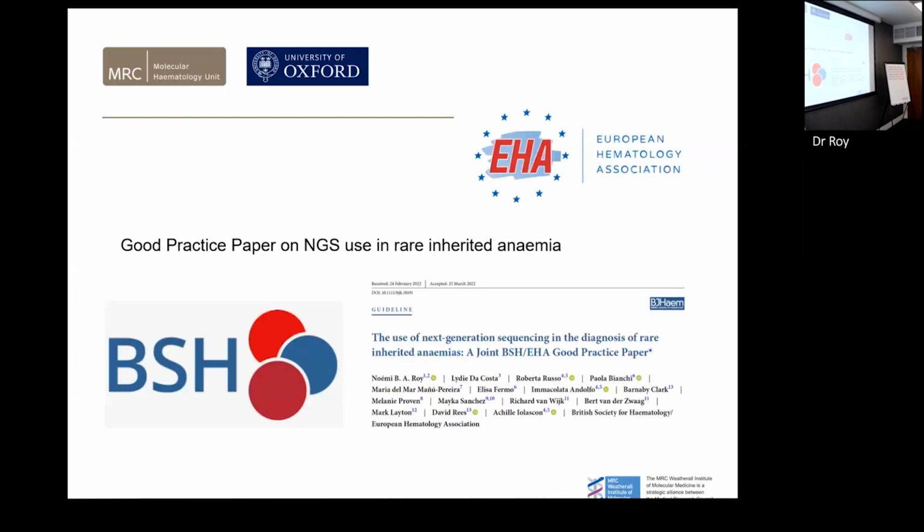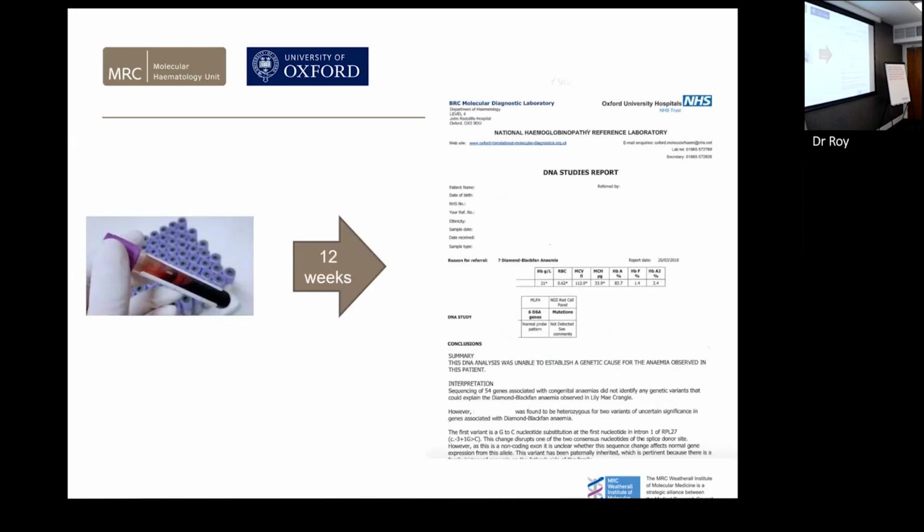So I mentioned the R92 panel, and we have a good practice paper on NGS in rare inherited anemias that came out last year. It's a joint BSH and EHA. It's not a guideline because there's not a lot of data, but a good practice paper. And we start off with a blood test, and we end up with a report 12 weeks later.